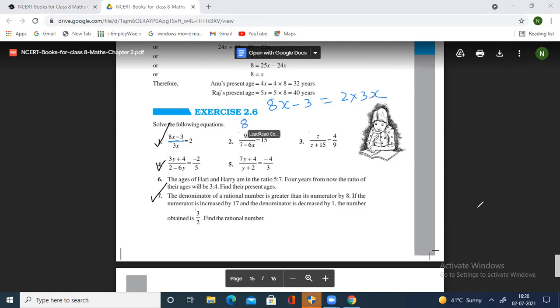So 8x minus 3 is equal to 2 into 3x, that is 6x. When 6x moves to the other side, here it is plus 6x, it becomes minus 6x. It is equal to minus 3 goes to the other side, it becomes plus 3. Okay, so 8x minus 6x is 2x is equal to 3. Or you can say x is equal to 3 upon 2.